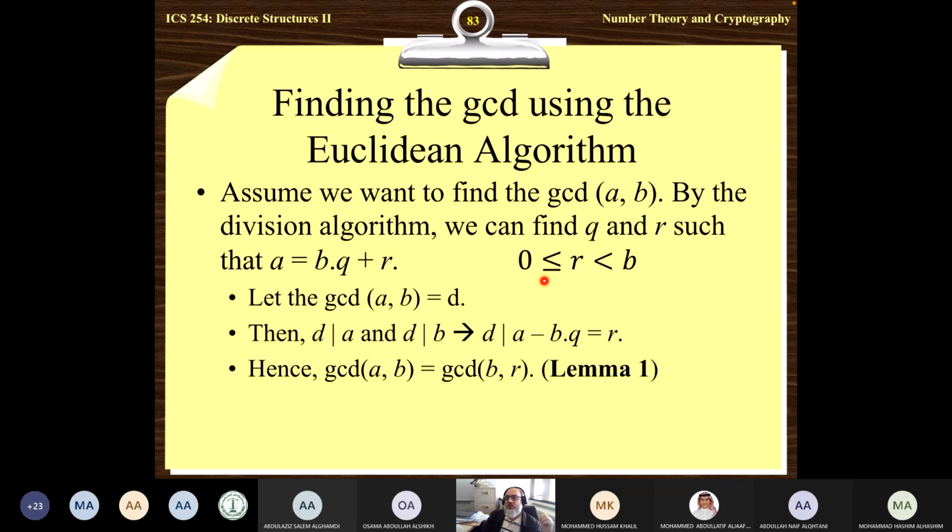Now, if I want to find the greatest common divisor between a and b, assume that it is d. Question: does d divide a? Yes, because it's the greatest common divisor between a and b. So d divides a. Does d divide b? Also, yes. d divides a, d divides b. The question is, does it divide r?